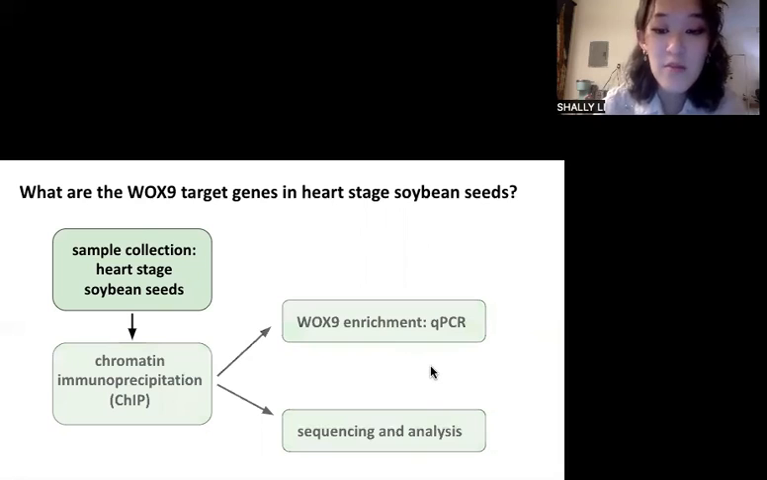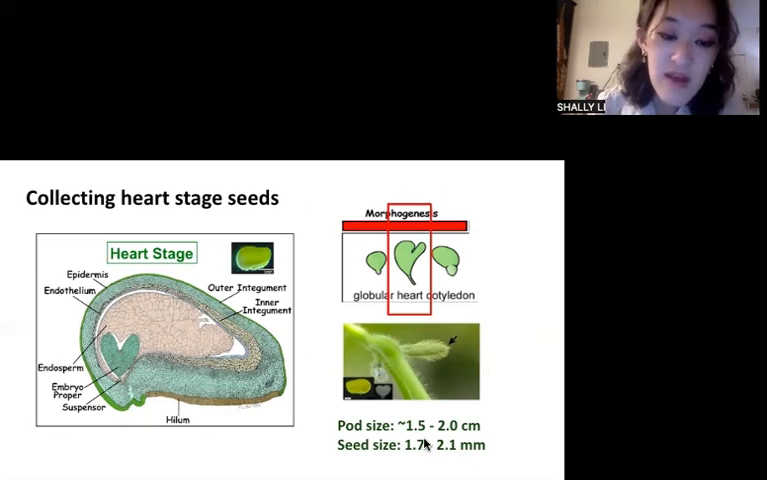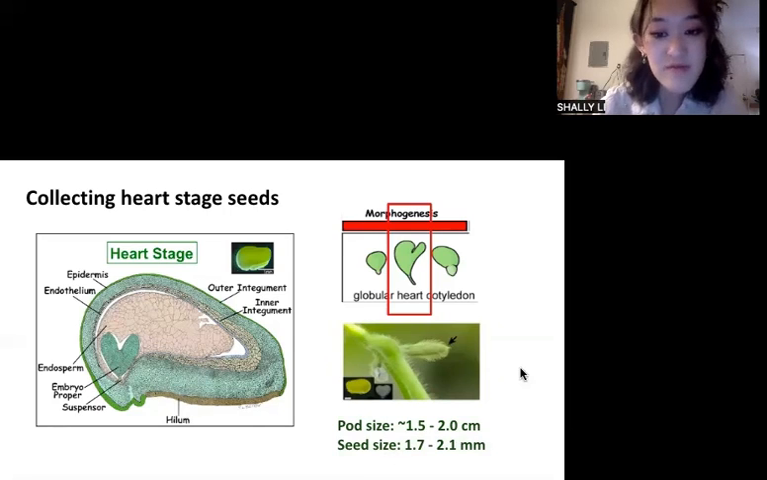And so the first step, obviously, is to collect heart stage seeds. And so here we have a diagram of the soybean seed at the heart stage. And as you can see, it's called the heart stage because the embryo is shaped like a heart. And at this stage, we know that the size of the seed is 1.7 to 2.1 millimeters, and the size of the pod, which typically contains about 3 seeds, the pod is 1.5 to 2 centimeters. So I collected soybean seeds based on these size requirements.